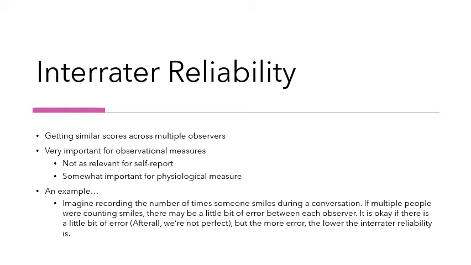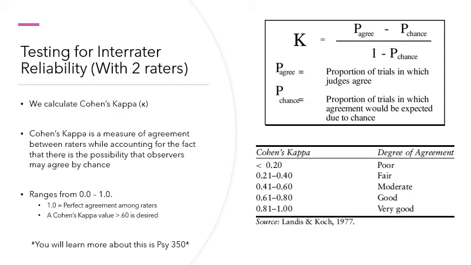So imagine recording the number of times someone smiles during a conversation. If multiple people were counting the smiles, and you should have multiple people counting the smiles, there may be a little bit of error between each observer. And it's okay if there's a little bit of error. We're not perfect, but the more error, the lower the inter-rater reliability is. And what I'm going to do is discuss how we actually measure inter-rater reliability.